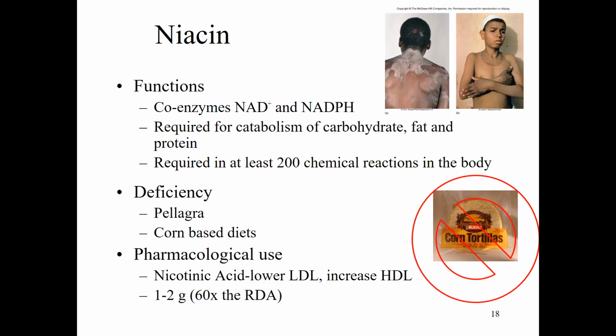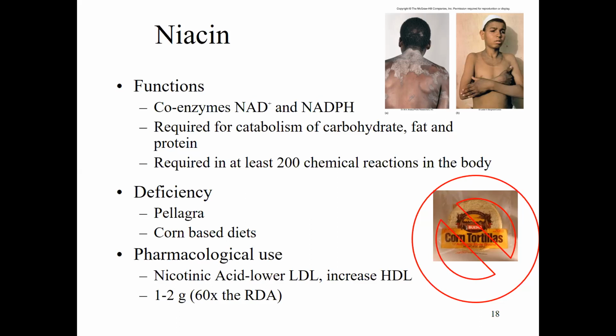Excuse me, allergy season. You need niacin for catabolism of carbohydrate, fat, and protein. So getting those important macronutrients broken down to be made for energy requires niacin. In fact, it's required in at least 200 chemical reactions in the body. So it's a really very, very important coenzyme.